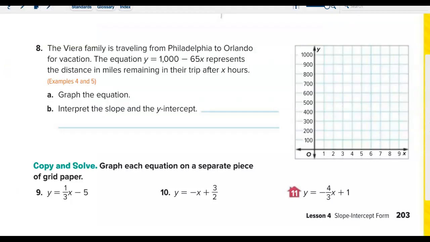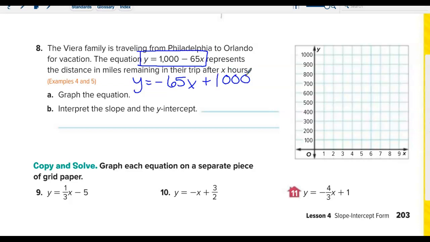Read it for me, Michaela. Number 8. Okay, so we have to graph the equation. Am I given slope-intercept form? Yes. This is like the one I gave you yesterday. No, it's backwards. It's backwards. So y equals -65x plus 1,000. Good. Just rewrite it so that it's in the form that we're used to.